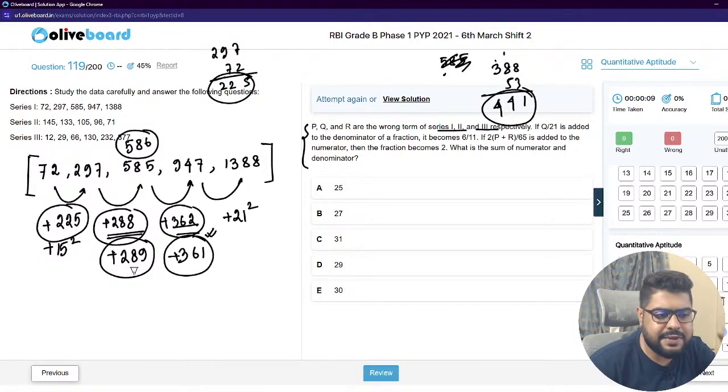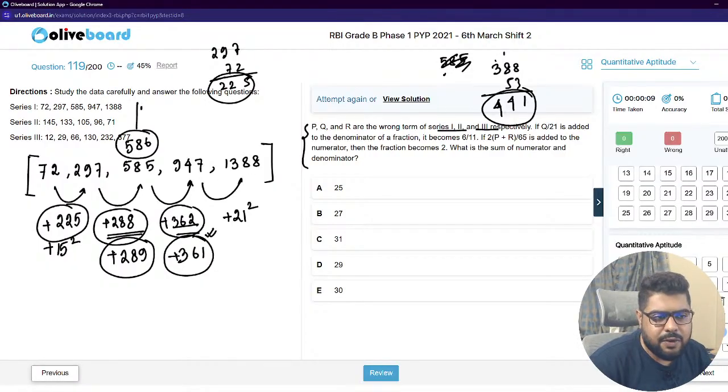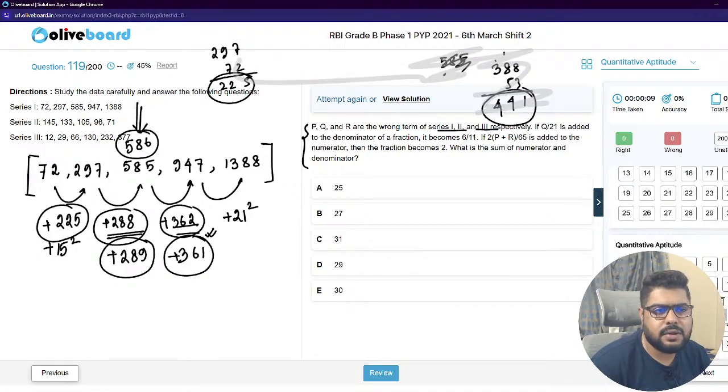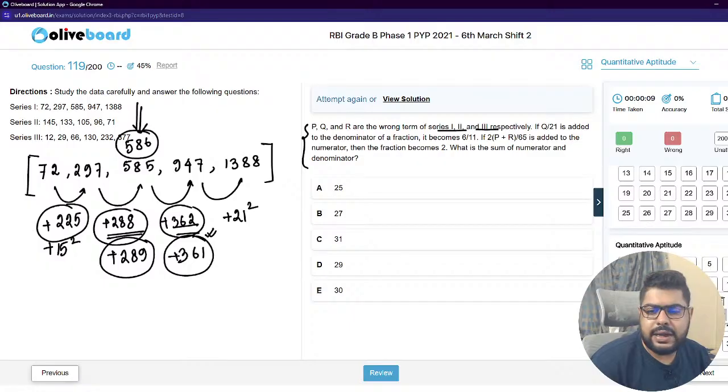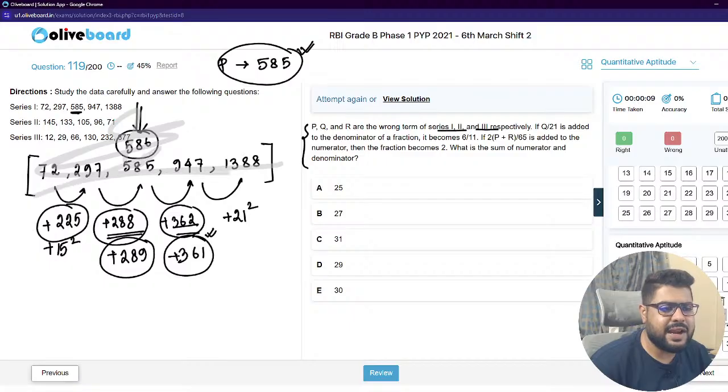So 15 square, 17 square, 19 square, 21 square. It will give us the following. So the wrong term was this. So P ka value, sir. The value of P from here is going to be, sir, 585. Correct? Correct. They have not asked. So 585 is the first incorrect number of the first series. Correct? Chalo, let's move on, sir. Let us move on.